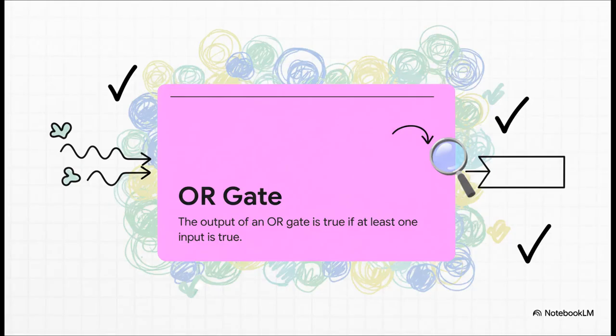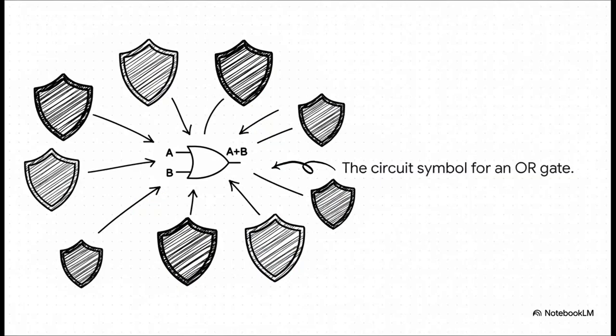And now for our third basic gate, the OR gate. I call this one the easygoing one. Unlike its strict friend, the AND gate, the OR gate is way more flexible. It'll output a 1 if input A is 1, or if input B is 1, or if they're both 1. It's much more accommodating. Its symbol is curved too, but notice the difference.